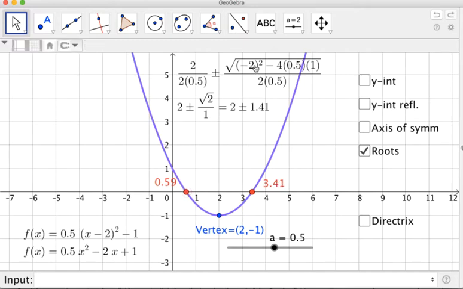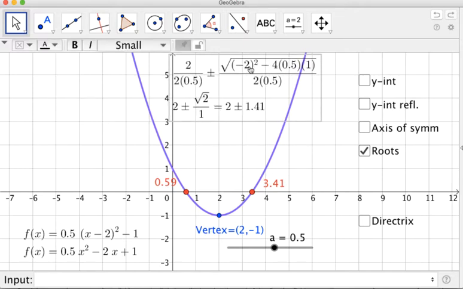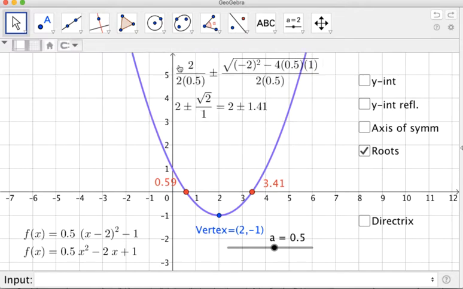Now the way that we have for calculating this is the quadratic formula, where we have negative b over 2a plus or minus the square root of b squared minus 4 times a times c. And when we evaluate that, we end up with 2 plus or minus the square root of 2 over 1, or just the square root of 2, is equal to 2 plus or minus 1.41.